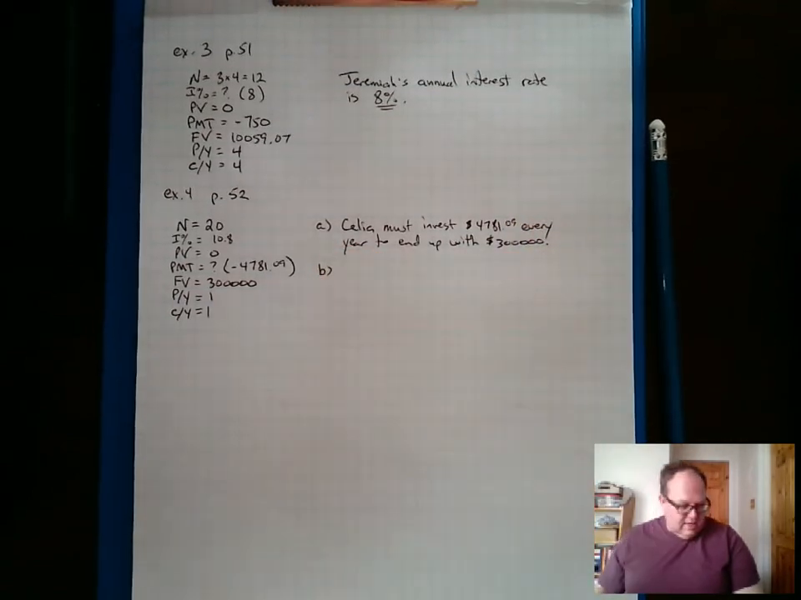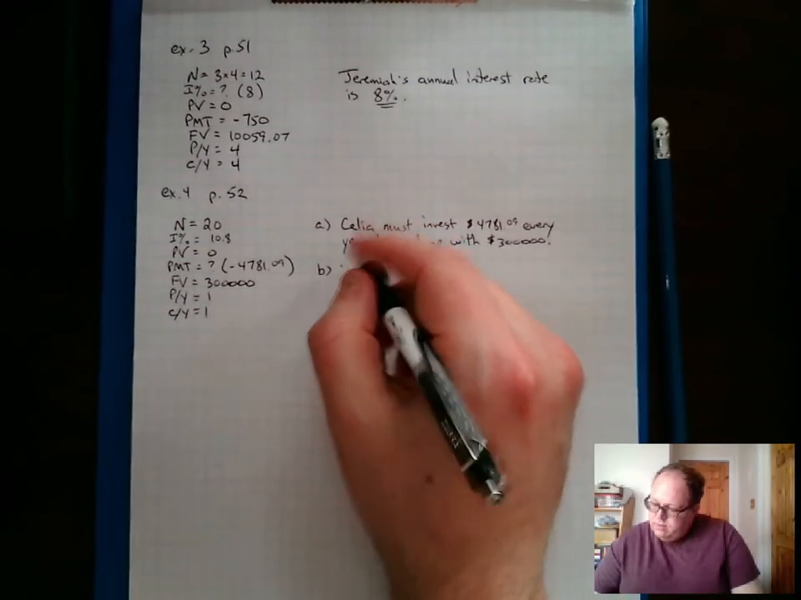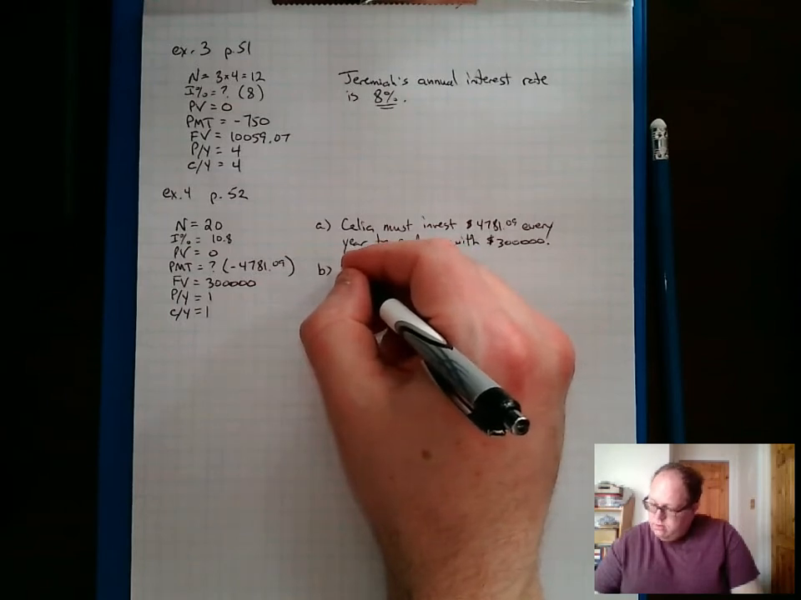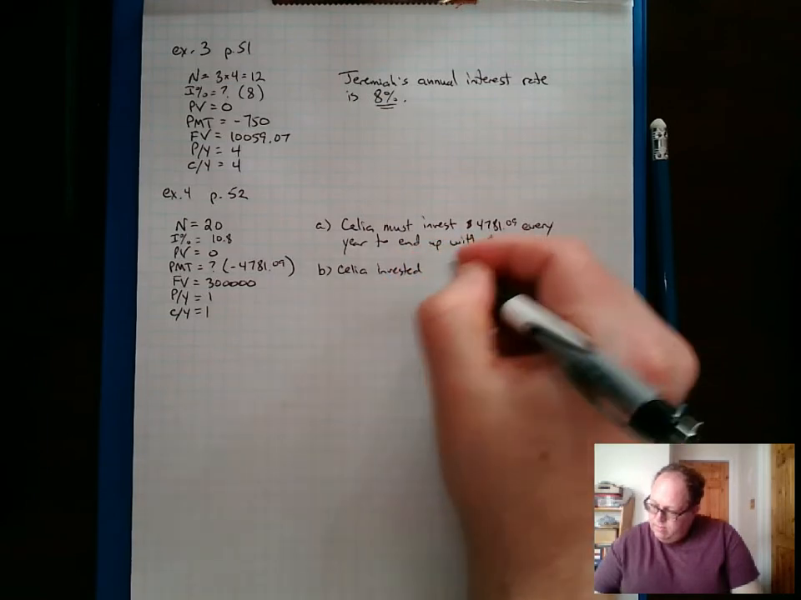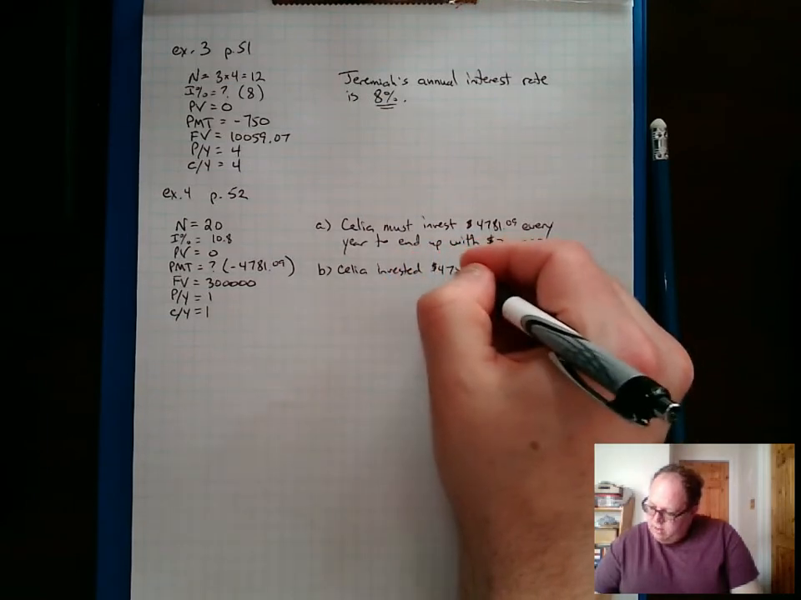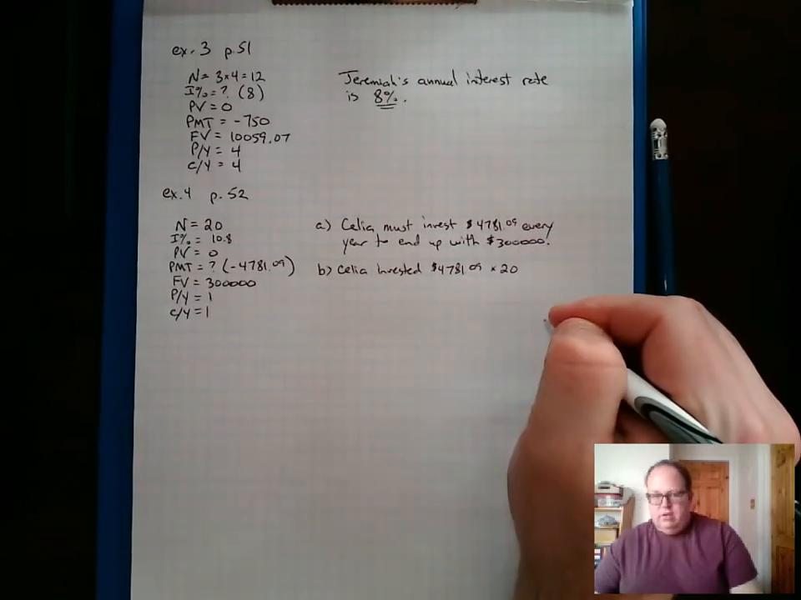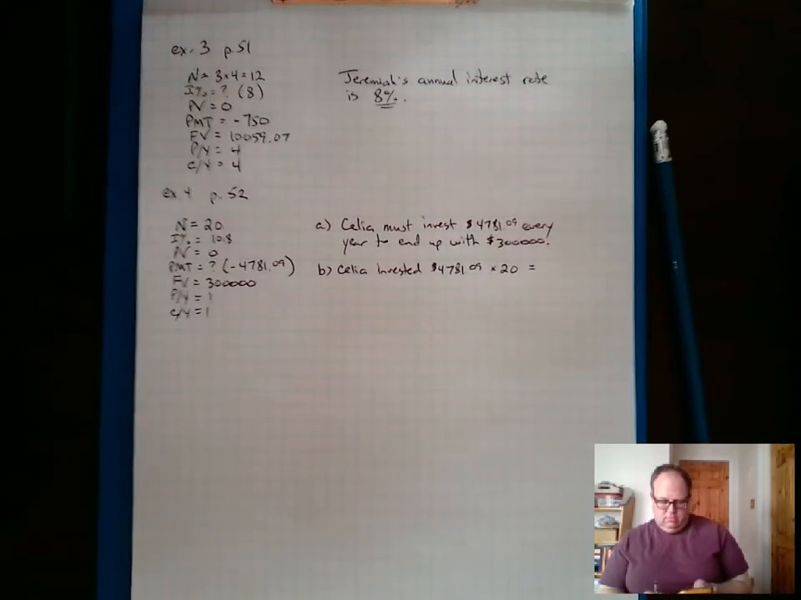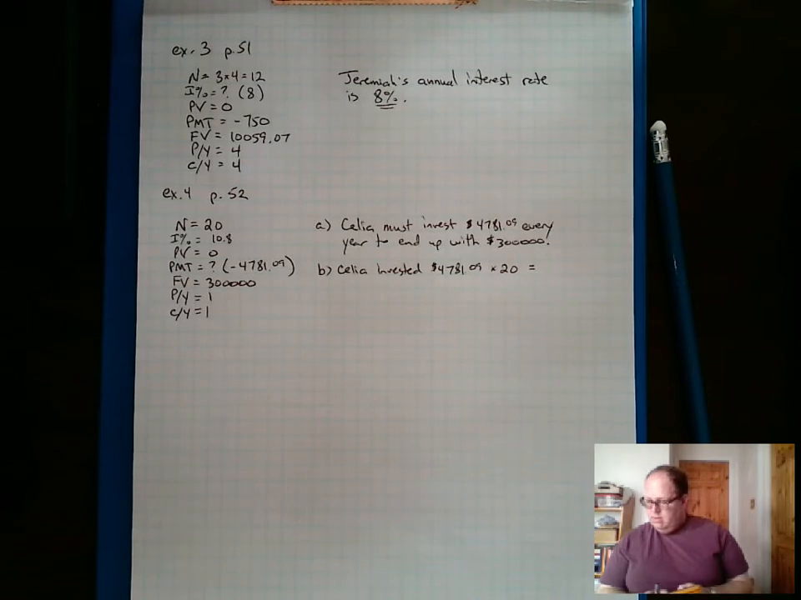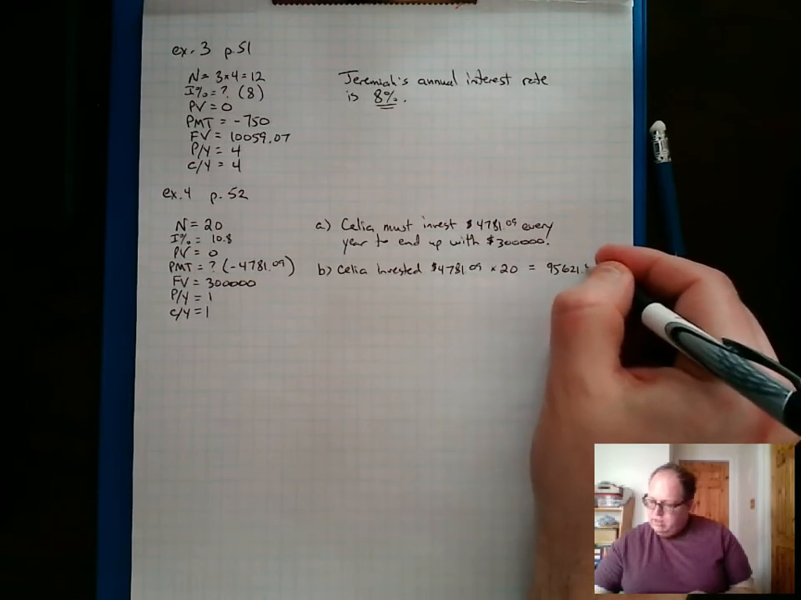Now the B part of this asks how much interest she's earned, and it's going to end up being a fair chunk. Celia invested $4,781.09 every year for 20 years. So our total investment, $4,781.09 times 20, is $95,621.80.